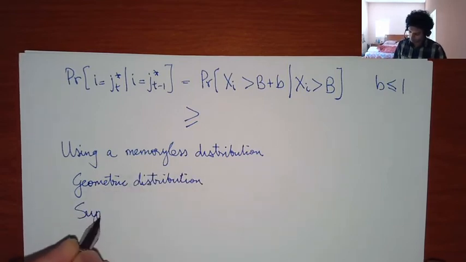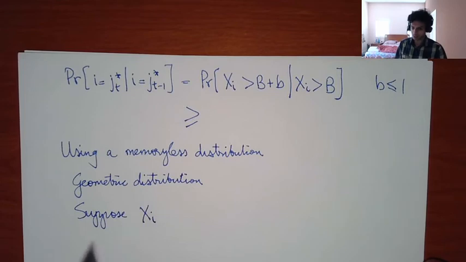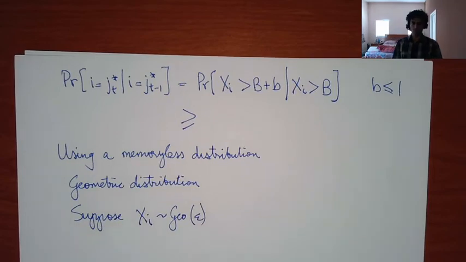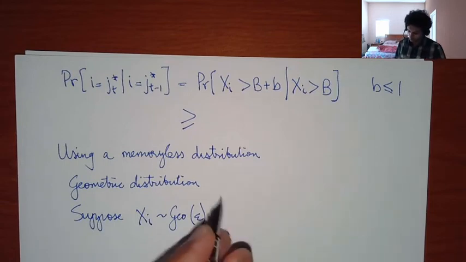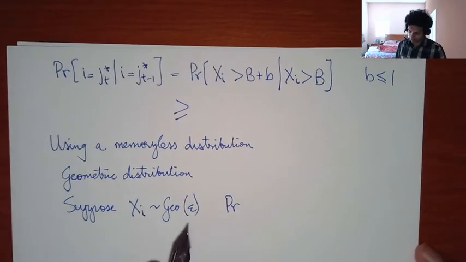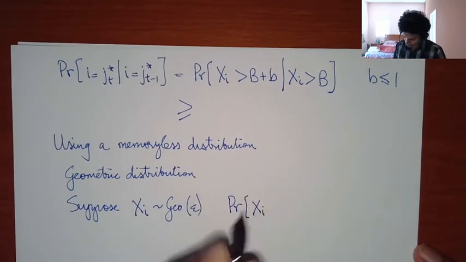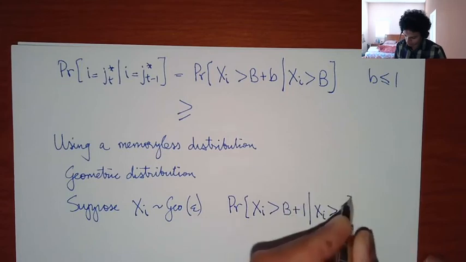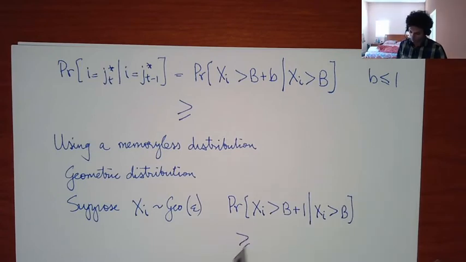So suppose xi is drawn from a geometric distribution with some epsilon. So what does this mean? Remember, this is like you flip coins with probability of heads epsilon until you get heads. So you keep flipping coins. Now remember, the probability that xi is greater than B plus 1 conditioned on xi being greater than B is at least 1 minus epsilon, or actually in this case it's exactly equal to 1 minus epsilon, right?